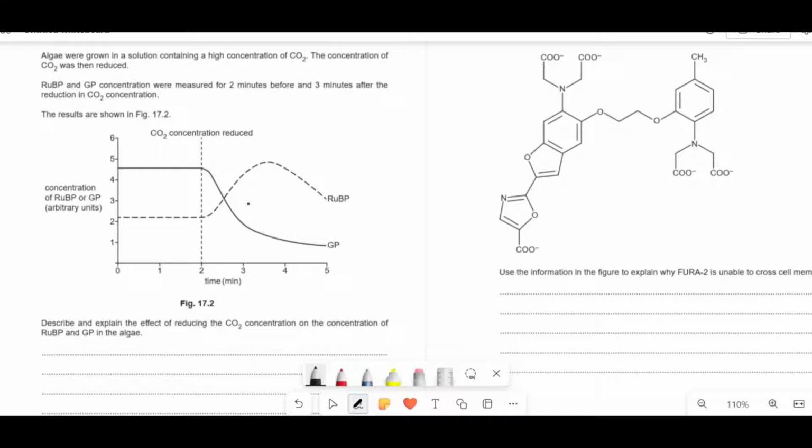Now I'm going to do the lines together, because if you do it one by one, you might miss something. So now I'm going to compare the two. To start with, GP is higher, RUBP is lower, but they're still constant. Then dropping the CO2 means GP drops, but RUBP goes up. But then RUBP goes up, peaks, and then starts falling back down again, right? If you do it like that, you don't miss anything.